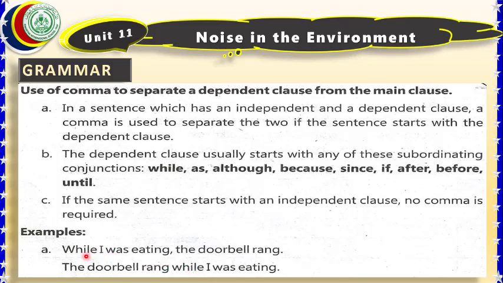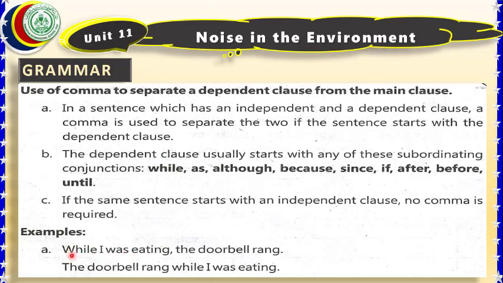Here, while I was eating, this is dependent clause. I shall repeat how to recognize dependent and independent. Independent clause is that which gives us complete meaning. Dependent clause is that which does not give us complete meaning without the help of other clause. While I was eating, it does not give us complete meaning. That is why this is called dependent clause.